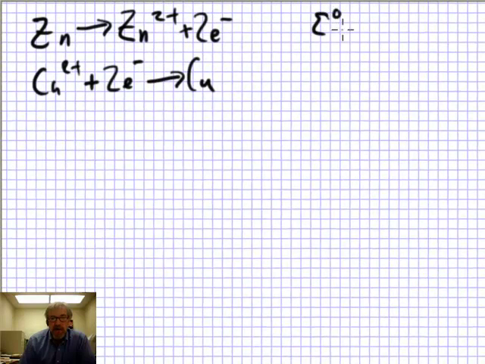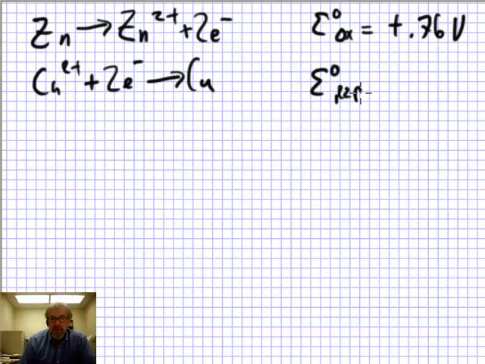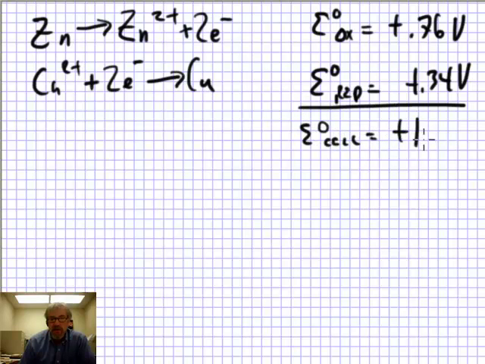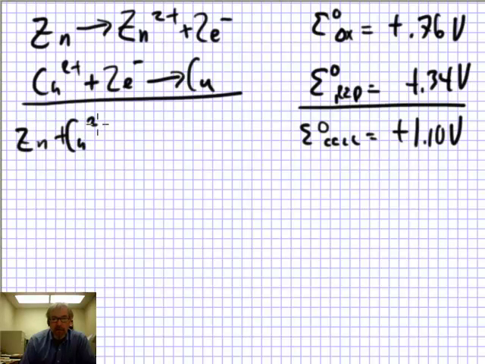E naught oxidation for the zinc oxidation is going to be a positive 0.76 volt, if you look that up. For the copper reducing, the standard reduction potential is going to be a positive 0.34 volt. That was one of the examples that we worked with in the last video. So the standard cell potential for this reaction is positive 1.10 volts. When we add these together, we get zinc plus copper 2 makes zinc 2 plus copper.